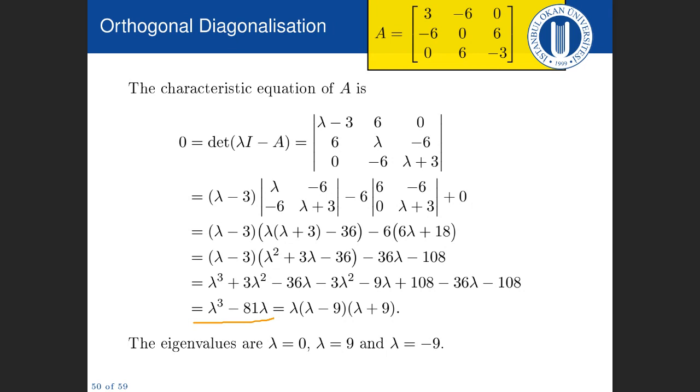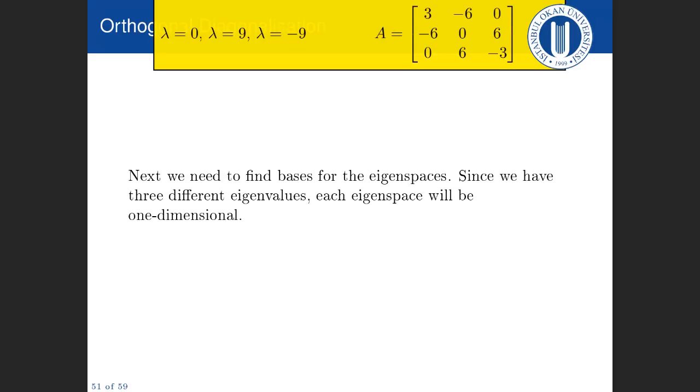We need a basis for each eigenspace. But because these are one-dimensional eigenspaces, that really means we just need an eigenvector corresponding to each eigenvalue. Next, we need to find bases for the eigenspaces. Since we've got three different eigenvalues, each eigenspace will be one-dimensional. So we just need one vector in each eigenspace.